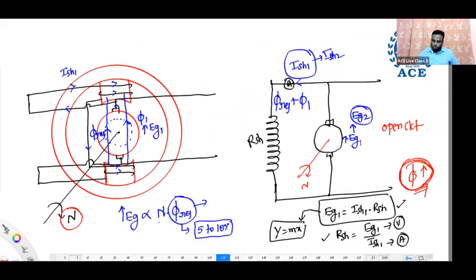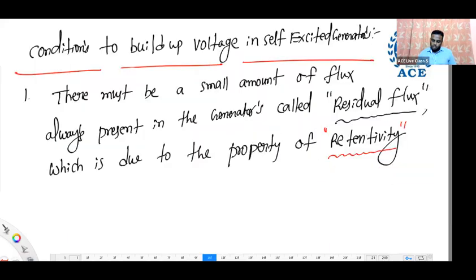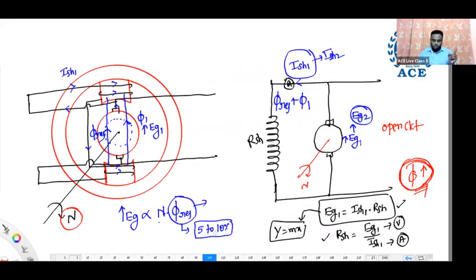So first of all, the condition is what? Residual flux. This is the first condition. Now remember, the residual flux is in the upward direction, and the flux produced by the field current must also be in the same direction. Then only voltage build-up will take place. This is one condition. Now write the second condition.